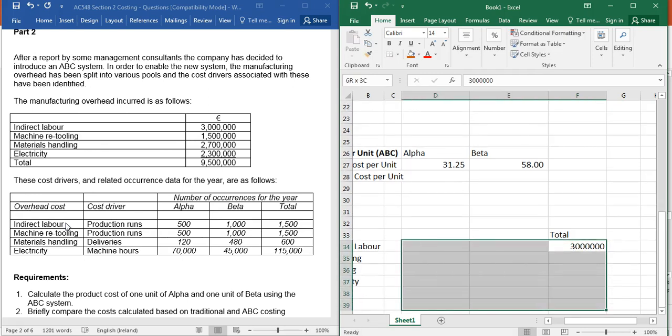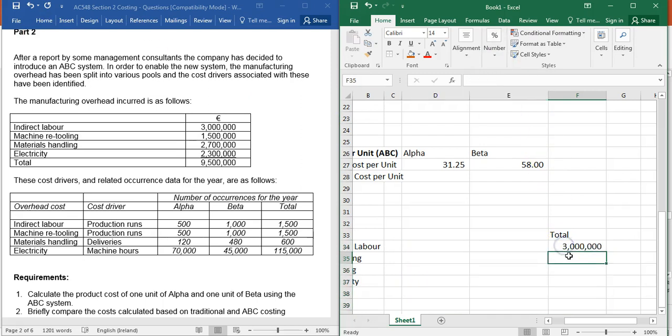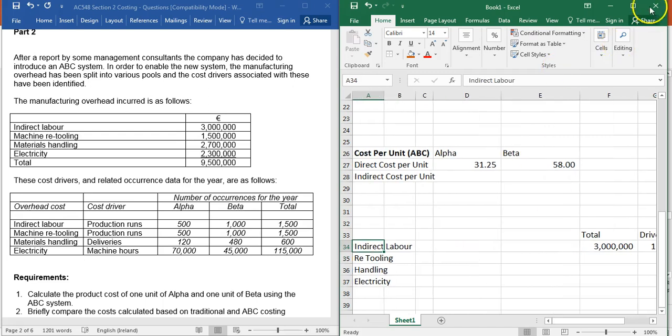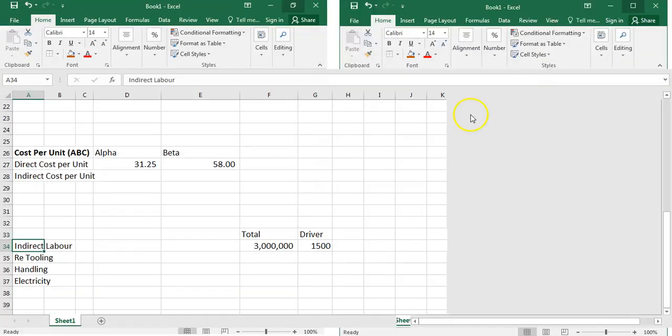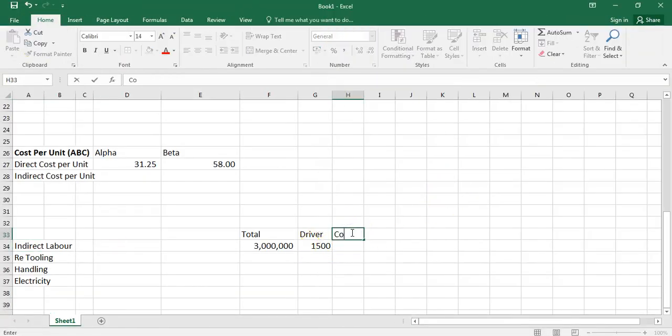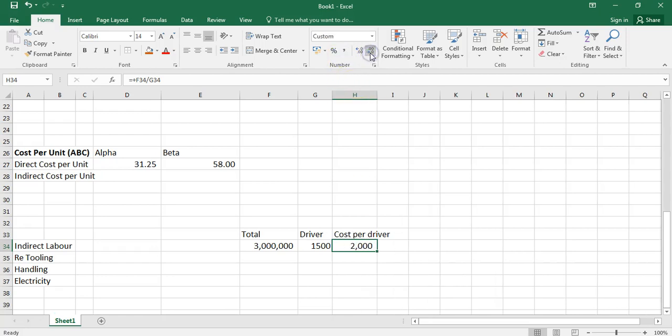Right, so I'll just tidy these up to make sure they're all the same format. So it's 3 million euros, and we're saying the driver there is 1,500 production runs. So it's important you get the insight here, so I'll just open up this. This is where they're coming from. So indirect labour 3 million, production runs 1,500. So that means the cost per driver here is, for every production run, it's costing you €2,000. So that's a good insight.